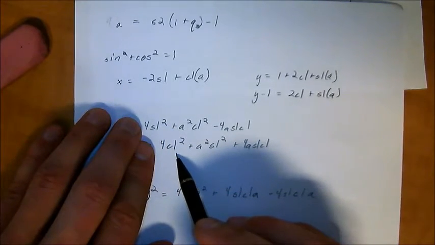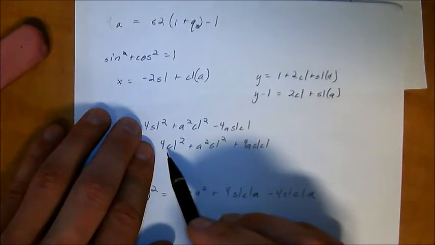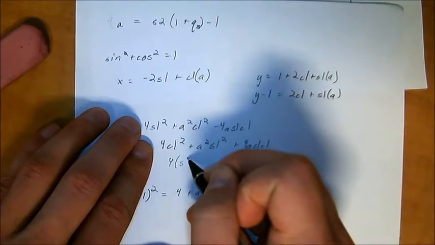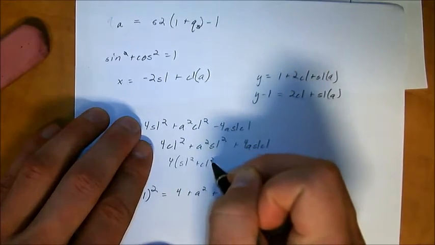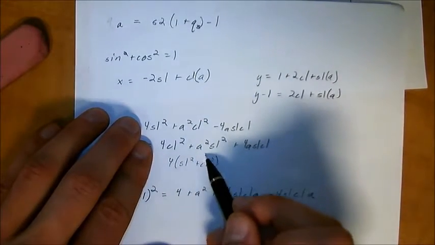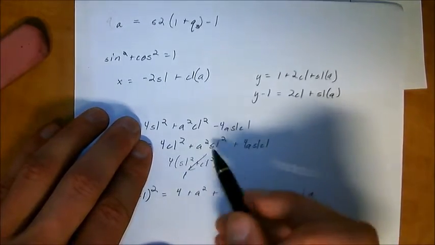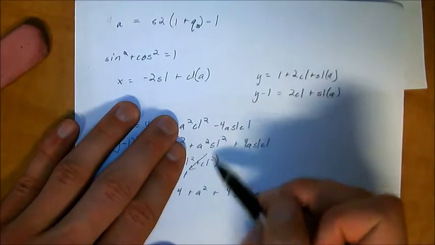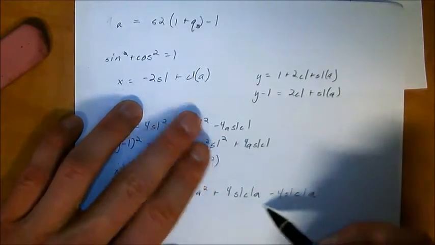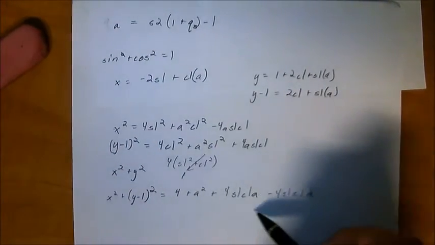Well, sine 1 squared and cosine 1 squared, if you factor out a 4, you'll get 4 times sine 1 squared plus cosine 1 squared, and these cancel to 1. So that's where the 4 comes from, right here. And then you do the same thing again with the a squared over here, so you just end up with a squared, and then you just add these two together right here. And that's where that equation comes from.